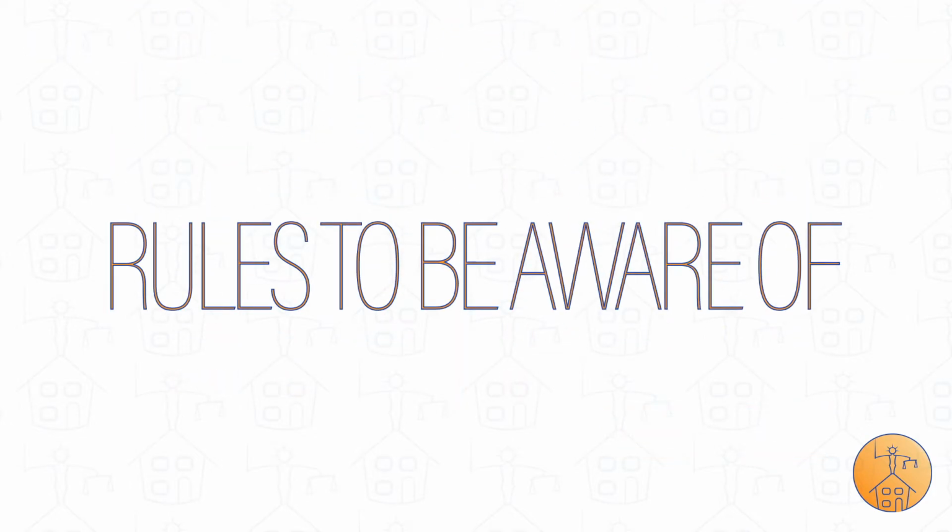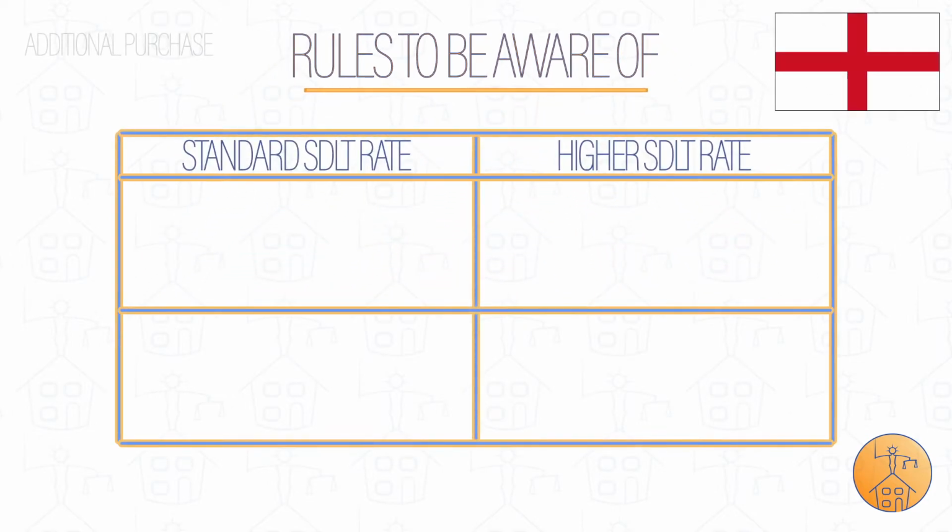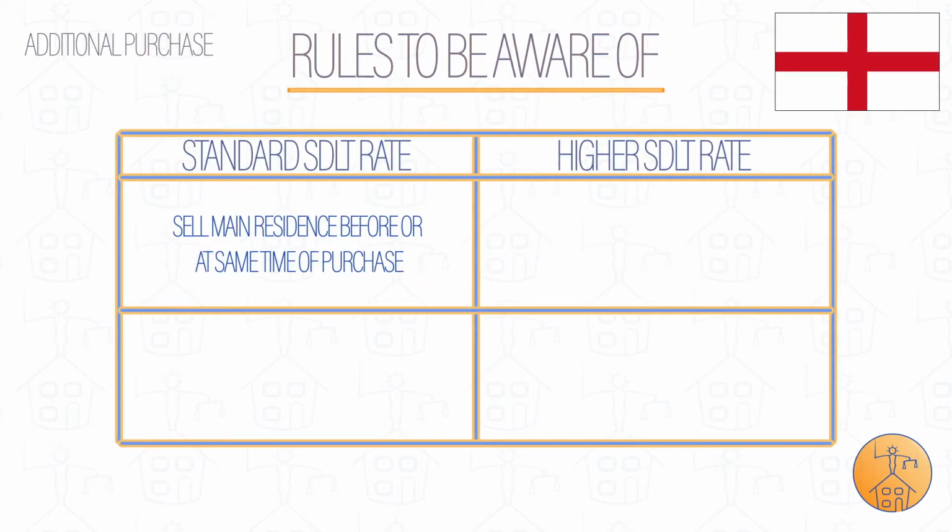Now, there are a few occasions when this higher rates stamp duty rule, which relates to additional properties, doesn't apply. For example, if you replace your property at the same time as buying, then you pay the standard rates. If there is a delay in selling your main residence and you buy your new main residence, then you'll have to pay the higher stamp duty for the new main residence.